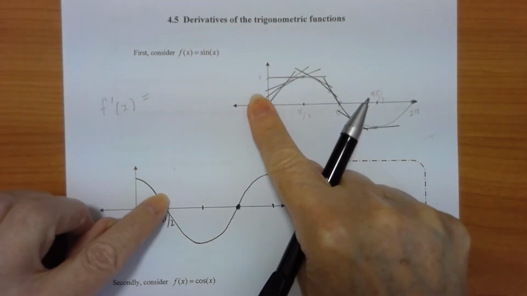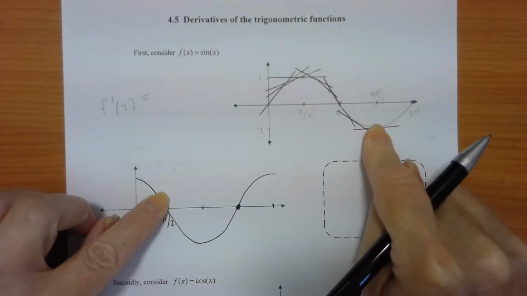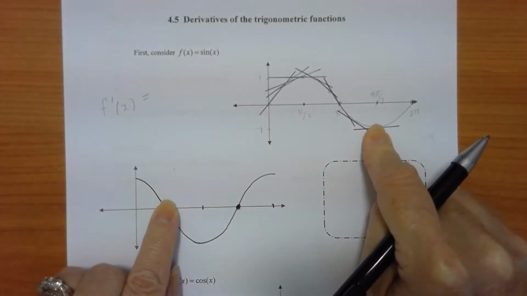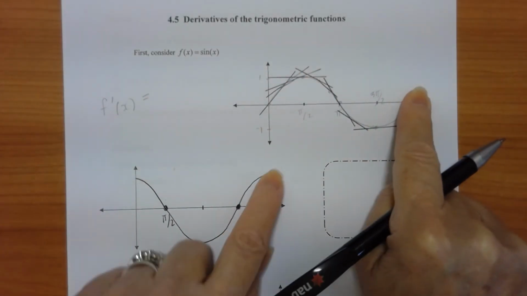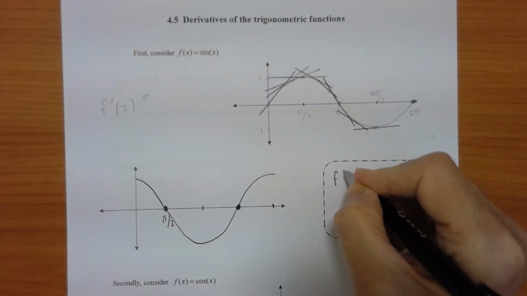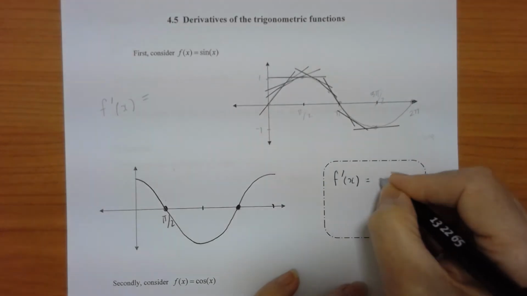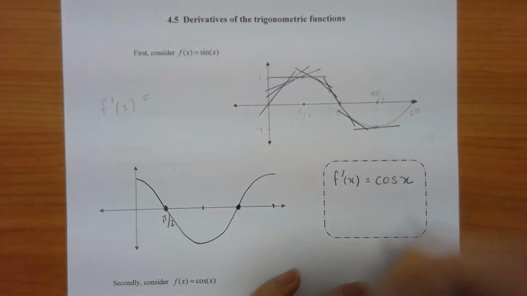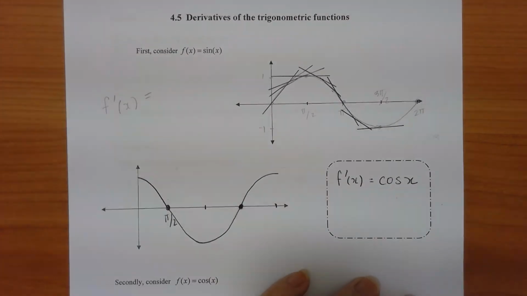Increasing means above the x-axis. Decreasing means below the x-axis. The turning points are both 0, and then increasing means above the x-axis. So in fact, f dash of x is cos x. That's awesome.